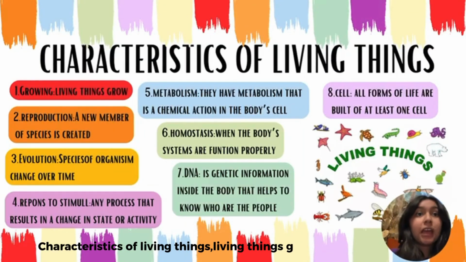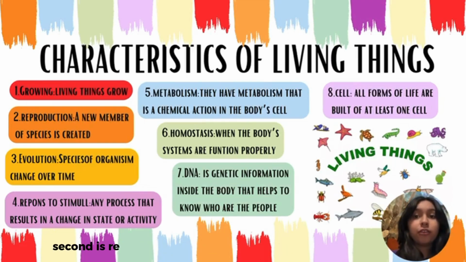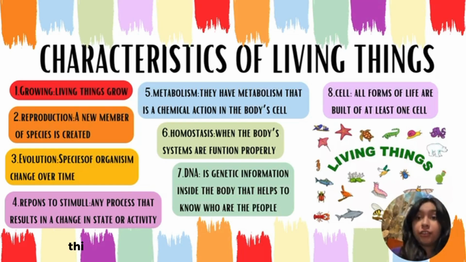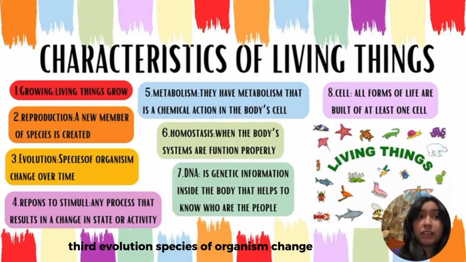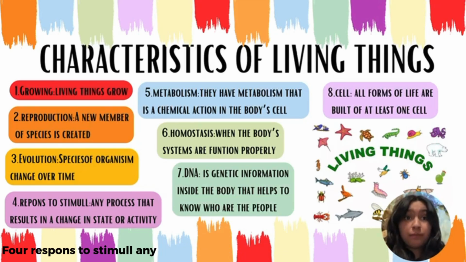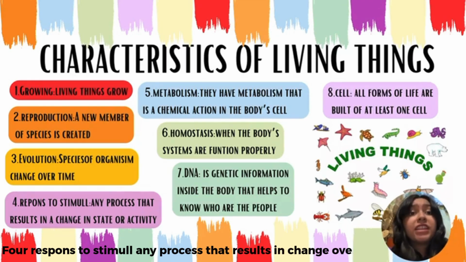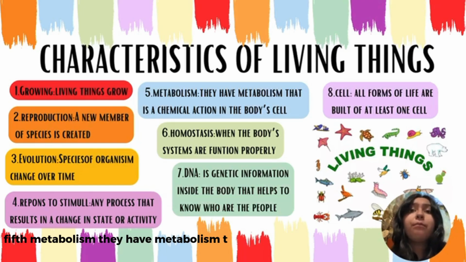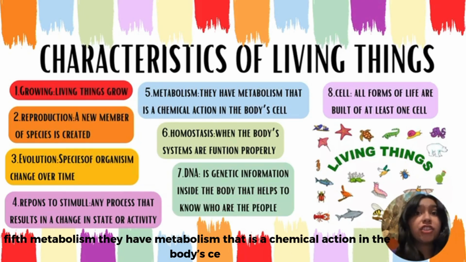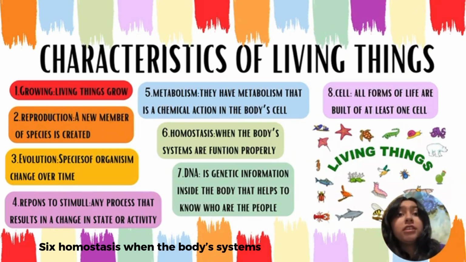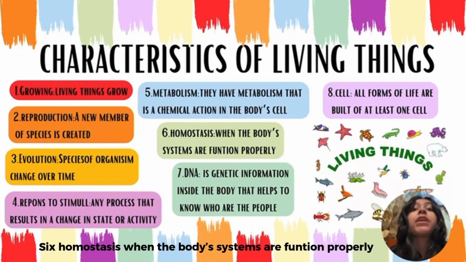Characteristics of living things. Living things grow. This is the first characteristic. Second, reproduction. A new member of a species is created. Third, evolution. Species of organisms change over time. Fourth, response to stimuli. Any process that results in a change in state or activity. Fifth, metabolism. They have metabolism, which is a chemical action in the body cells. Sixth, homeostasis, when the body systems are functioning properly.